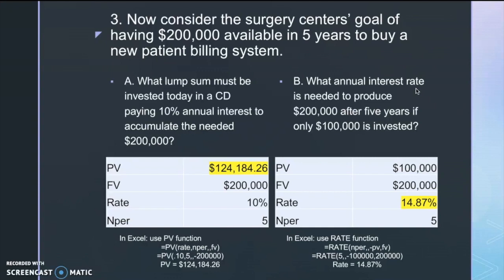So we plug in those numbers for the present value function, and we learn that our lump sum will need to be $124,184.26. Part B, what annual interest rate is needed to produce $200,000 after 5 years if only $100,000 is invested? This time, since we're looking for rate, we will use the rate function in Excel. So if we hope to produce $200,000 after 5 years with $100,000 invested, then we need to find a rate of 14.87%.